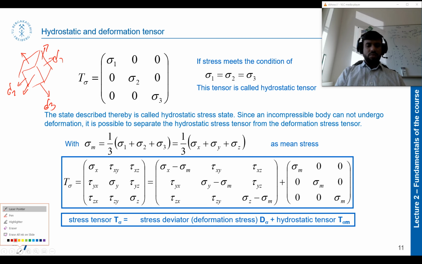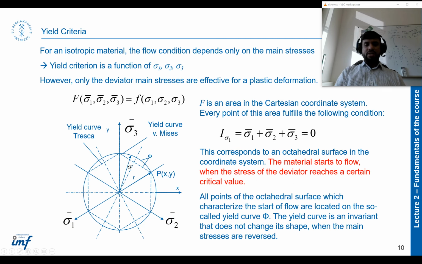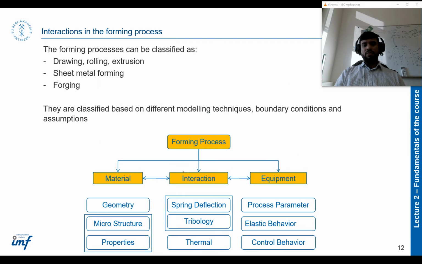So this stress deviator has to be more than this yield point, only then will the material flow.